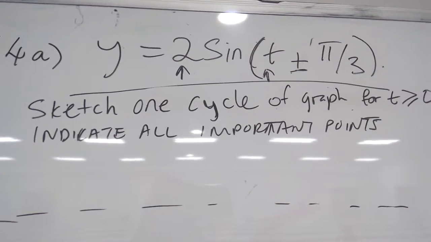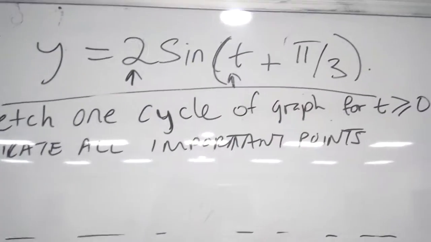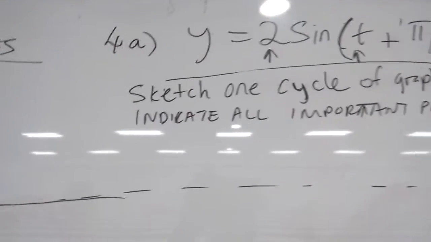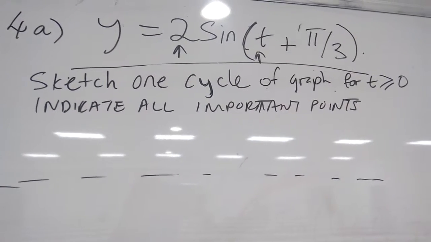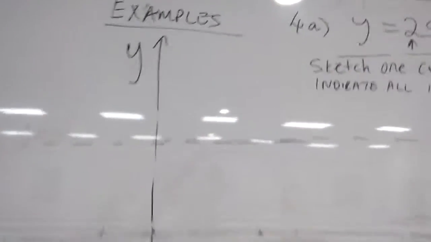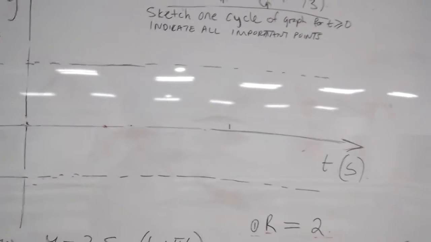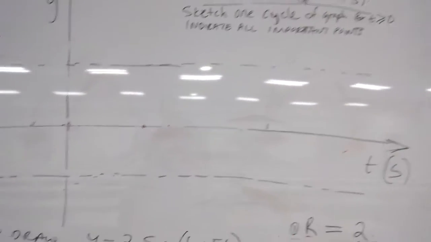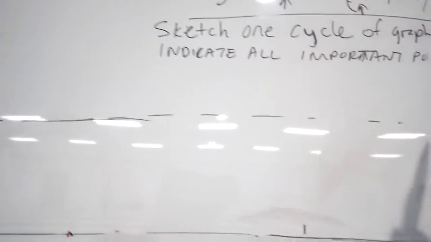y equals 2 sine bracket t plus pi over 3. It's saying sketch one cycle of the graph for t greater than or equal to 0, indicate all important points. So the first thing is to draw the axis, which I have already drawn. You see there is y and t. The normal x-axis is given as time in seconds, and the y-axis is just the normal y-axis according to the equation, right?